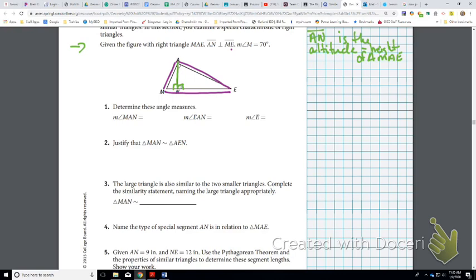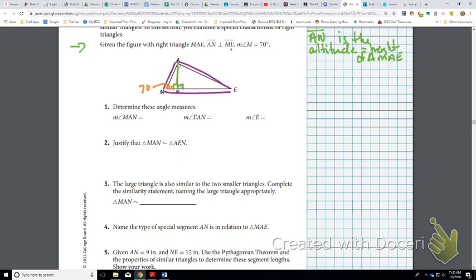Then they go on to tell us that the measure of angle M is 70 degrees. So we find angle M, and it is 70 degrees. Now remember, how many triangles do you have in here? Three. And remember that everything has to fit together, like the pieces of a puzzle.